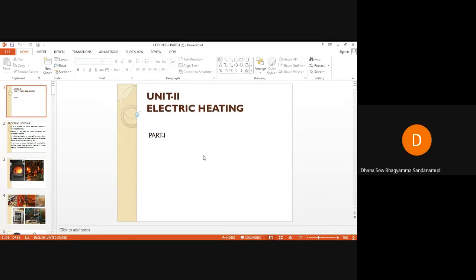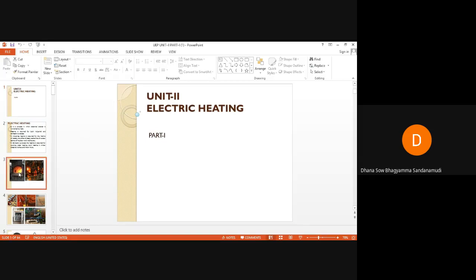So our next unit is electric heating. Electric heating is a process in which electrical energy is converted to heat. Whenever we utilize electrical energy for heating, the process of converting electrical energy into heat is known as electric heating. Heating is required both for industrial purposes as well as for domestic purposes.